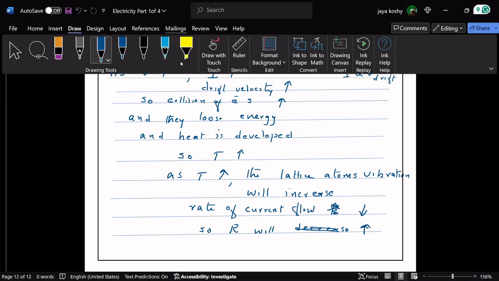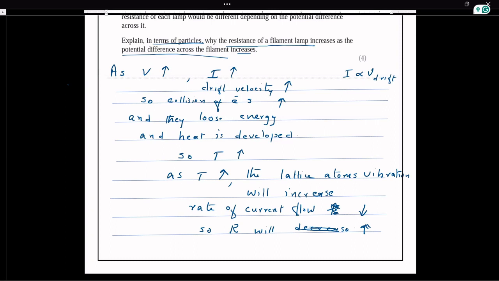So from the beginning, as the PD, the voltage across the filament lamp, increases, the current increases, so drift velocity increases, collisions increase. They lose energy and heat is developed. This lost energy appears as heat. That means temperature increases. When temperature increases, the lattice atoms' vibrations will increase. So when the lattice atoms' vibration increases, it is difficult for the electrons to flow through. So the rate of current flow decreases, that means resistance will increase.